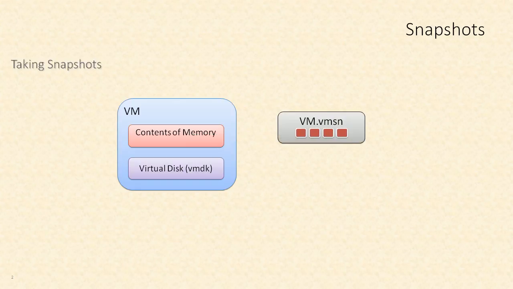So now we have half of our point-in-time picture, that is our snapshot. We have the contents of memory captured. The other half of our point-in-time picture is going to be the contents of our virtual disk. So when we take our snapshot, the virtual disk is going to be marked as read-only. We're not going to be able to write any data to that virtual disk anymore. That ensures that no changes can be made to that data, and it's going to be preserved exactly as it was when you took that snapshot.